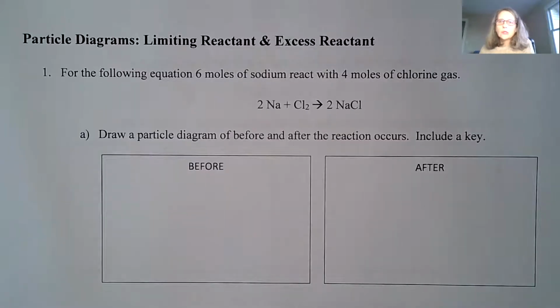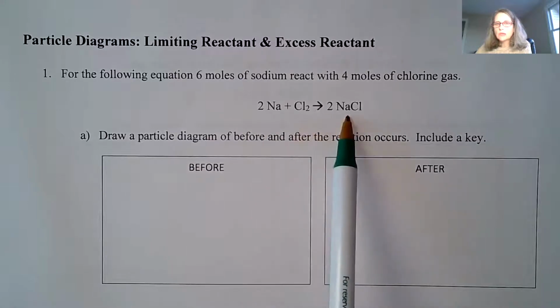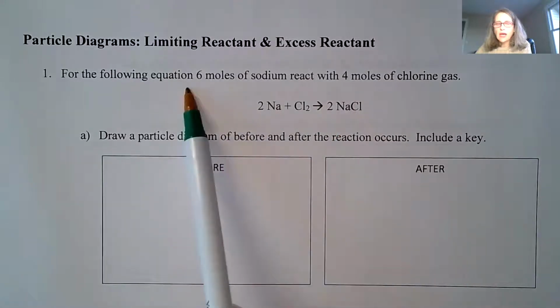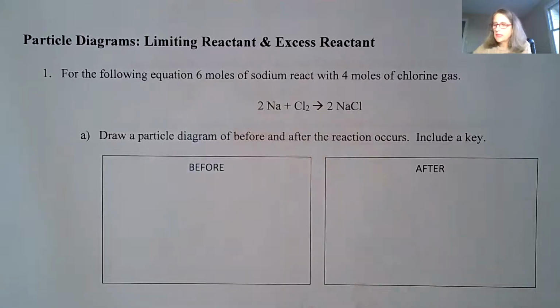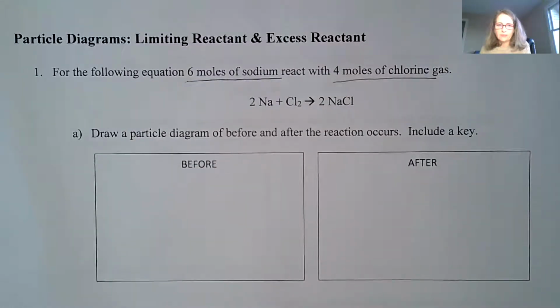So this video is going to go over the introduction into limiting reactant and excess reactant, looking at a chemical reaction and what's given in the problem and drawing a particle picture to figure out who is your limiting. So in this problem, I have 2 sodiums plus Cl2 goes to 2 NaCl. And I am finding that in this problem, I have 6 moles of sodium and 4 moles of chlorine.